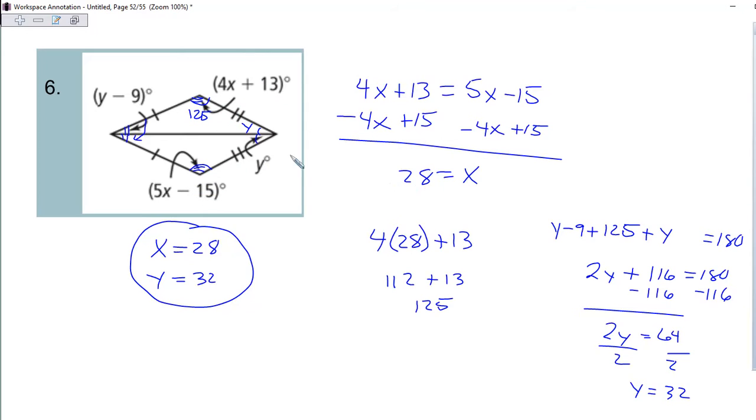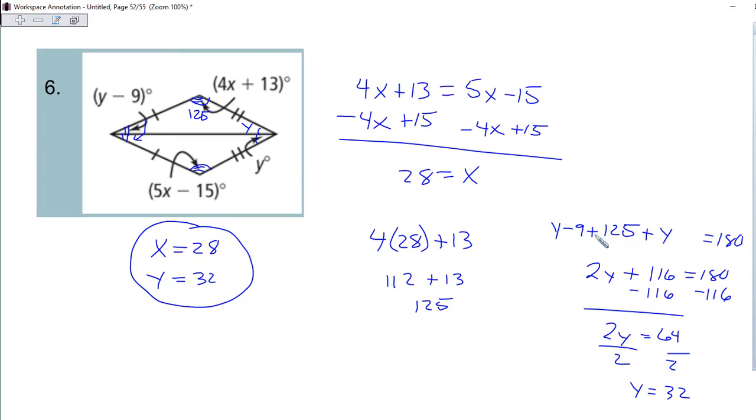Go back and plug that in for one of your angle measures. You could use the bottom one here, 5x minus 15, or 4x plus 13. So I chose the 4x plus 13, so that gives us 112 plus 13 is 125. So now we add up all 3 of our angle measures, set them equal to 180.